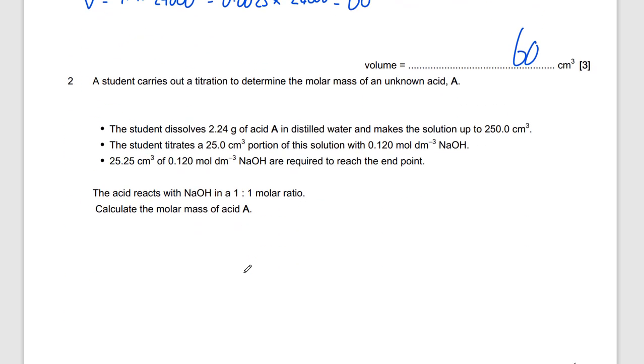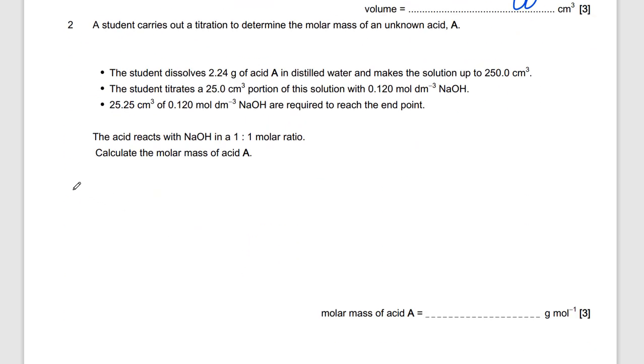Right, number 2 then. This one is a little bit more complicated, but again, it's more wordy than anything else. I wouldn't say it's complicated. A student carries out a titration, wants to work out the molar mass of A. The student dissolves 2.24 grams of acid, don't know what it is, in distilled water, makes it 250 centimeters cubed. They titrate 25 of that with NaOH, and we've got a titer given. Important points here: we have a starting solution of 250, and we're only using 25 centimeters cubed at a time. That will be important later. Everything else is normal though.